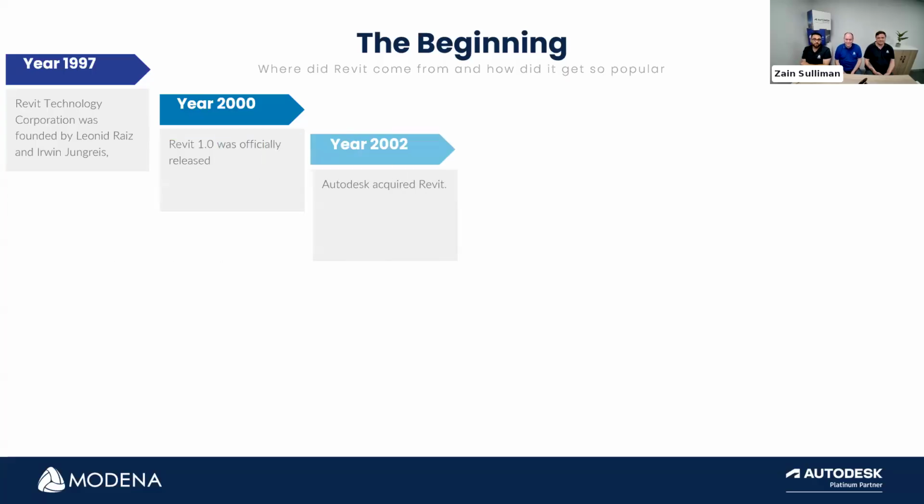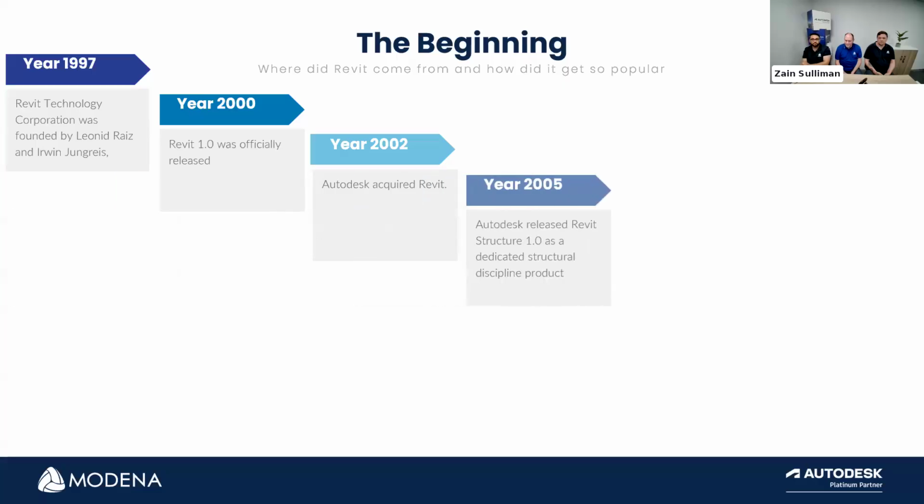Then in 2002, Autodesk acquired Revit. Now, this wasn't just a normal purchase. They didn't just wake up one day and say, okay, I want that software. It was a strategic shift. They had eyes on the future and what the industry would be like. So they didn't just acquire it, they planned down the road what's going to happen with the software.